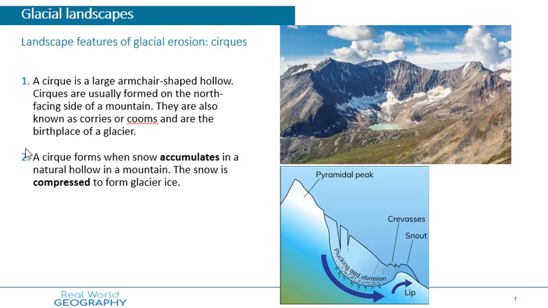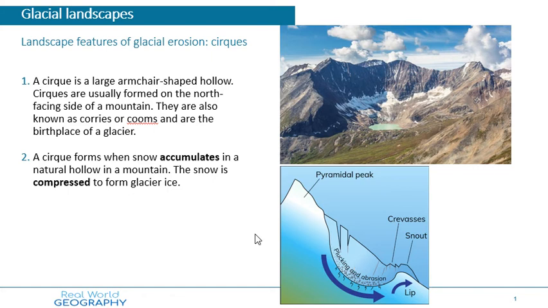A cirque forms when snow accumulates in a natural hollow in a mountain. This hollow here used to be a lot smaller, but there was a hollow there, and when it snows, that snow accumulates and accumulates. Why is the snow not melting? Because this is during the ice age. There is no hot weather. As the snow accumulates, it compresses to form glacier ice. Here we have our mountain, here we have a natural hollow, and here we have our glacier, formed because of the snow compressing and accumulating.